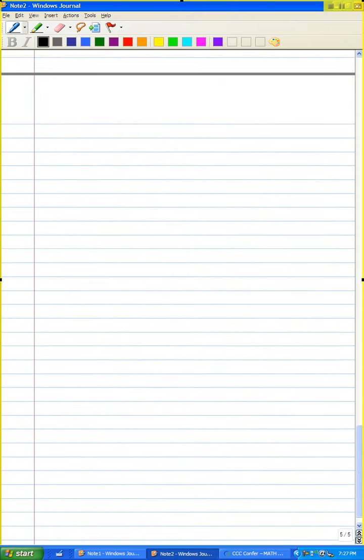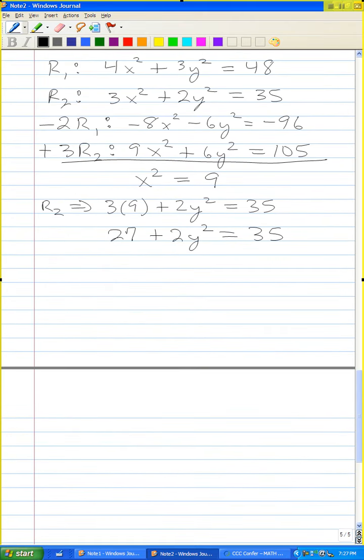Let me subtract 27 from both sides of my equation. And so I get that 2y squared is equal to 8. Divide both sides of my equation by 2. So y squared equals 4. And so x squared is 9, y squared is 4.